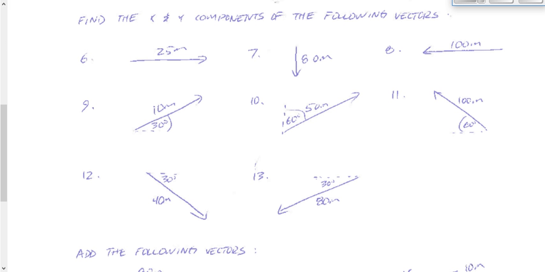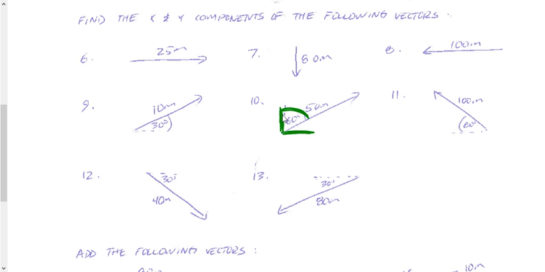I want to do question number 10 here, just as another example, just to make sure that we're on the right track as you're working on these questions now. Number 10 says we got 50 meters at an angle of 60 degrees. That 60 degrees, by the way, would be east of north, because we're going north and we're going east. Well, the angle is measured from the north, so we'd say it's east from the north, or east of north.